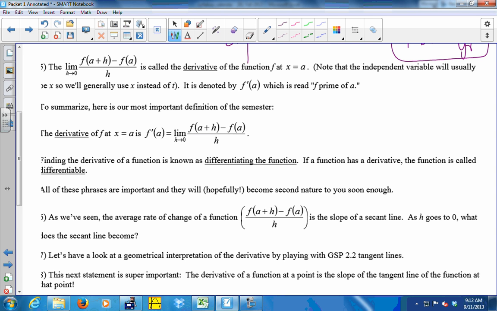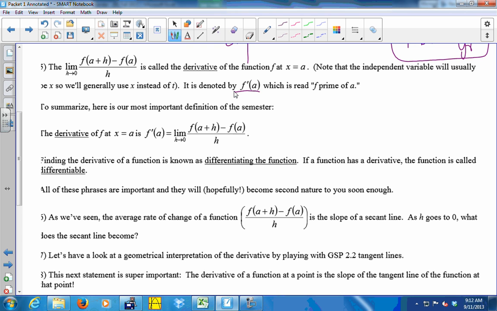Note that the independent variable is usually x. We've been working with t a lot because these have been functions in time, but it's generally x, so we're going to use x now instead of t. So it's called the derivative. It represents the instantaneous rate of change. And the notation we use is this f apostrophe a, which you read as f prime of a. Means the derivative of f at a. Derivative of the function at a, or instantaneous rate of change.